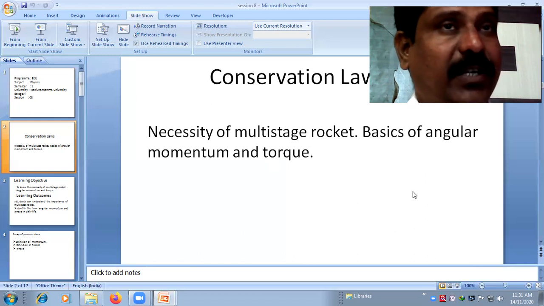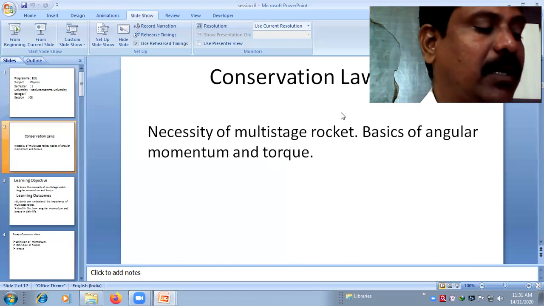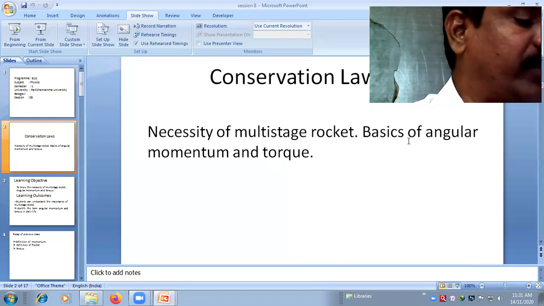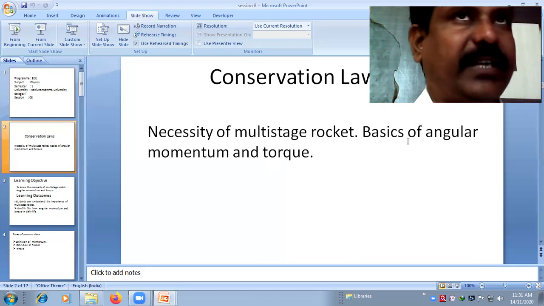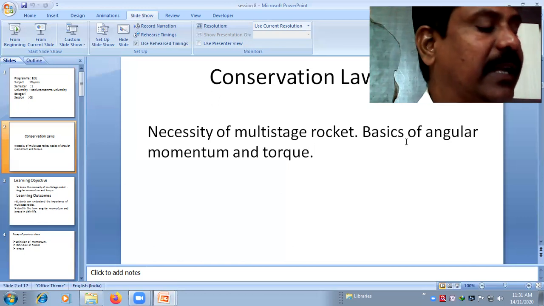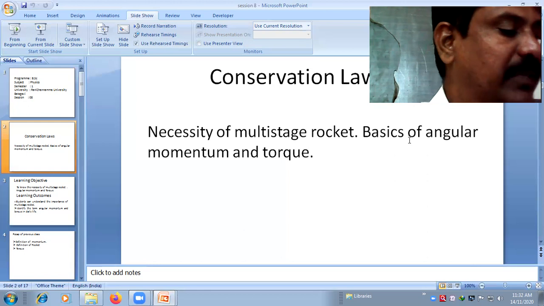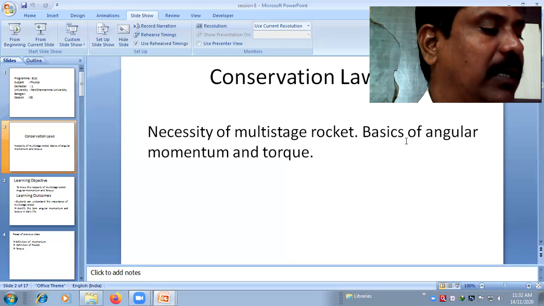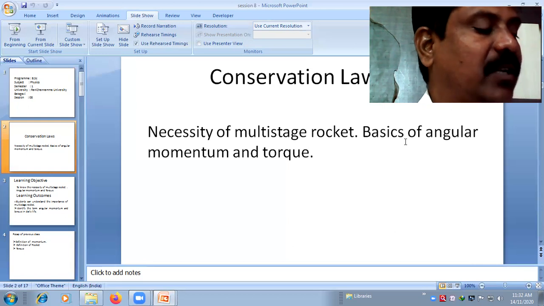In order for your rocket to escape, the velocity of the rocket should be greater than the escape velocity, which is 11.2 kilometers per second. In order to escape the Earth's gravitational field, the velocity of the rocket must be greater than 11.2 kilometers per second. That is very important. Hence, the larger velocities cannot be obtained with the help of a single stage rocket.